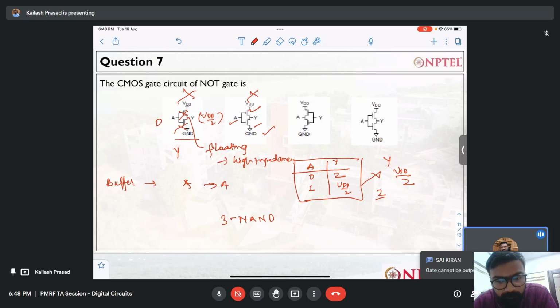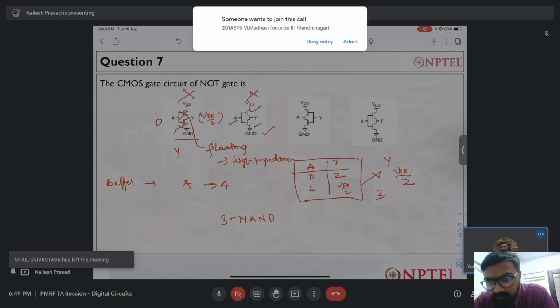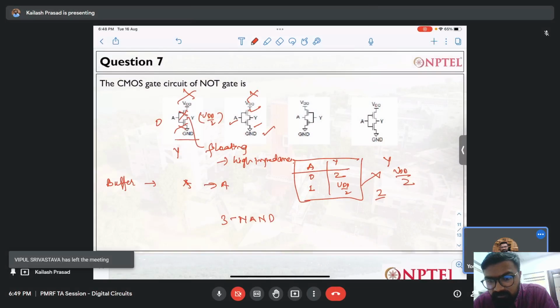Gate cannot be output. Okay, Sai Kiran, what does it mean? What are you saying? Gate cannot be output. Current flows from source to drain. Yeah, that is fine. Sai Kiran, you want to unmute and explain what you are saying?